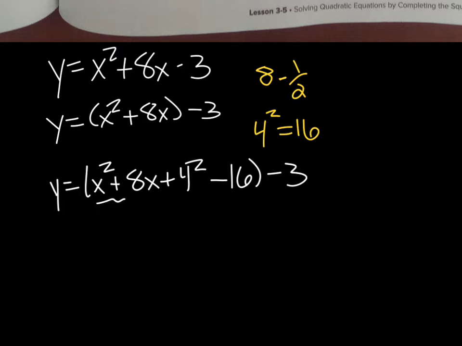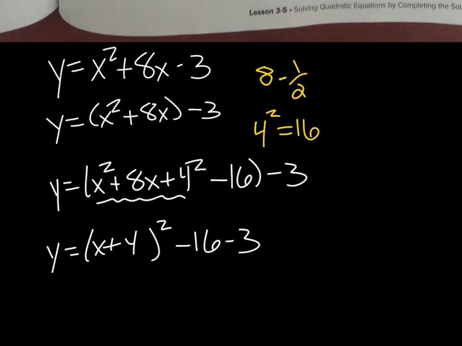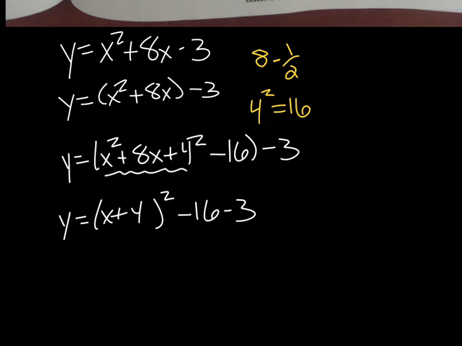But we're only looking at these. What do those factor into? x plus 4 squared, just like it did before. That's vertex form. Can you combine the constants? Yes, you should, because now we can say what the vertex is.